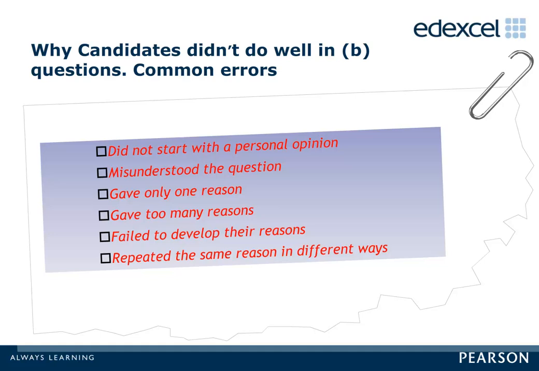Some candidates lost marks on B questions because they gave one reason and then fully developed it without giving a second reason, even though two reasons are clearly asked for.